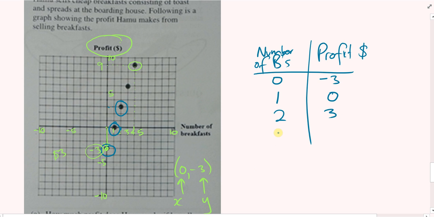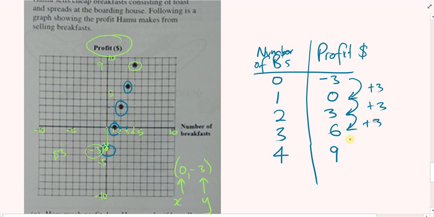If he sells 3 breakfasts, so again going to the graph, scrolling up to that point there, we can see that is $6. If we just jot one more down, which we already know, 4 breakfasts, he makes a profit of $9. Now what is happening each time to the profit? We are adding 3 each time we increase the number of breakfasts sold. So +3, +3.